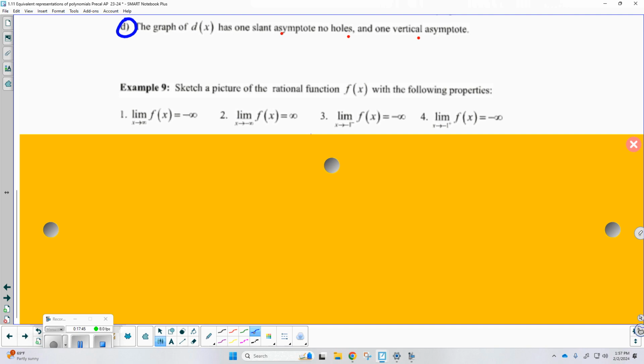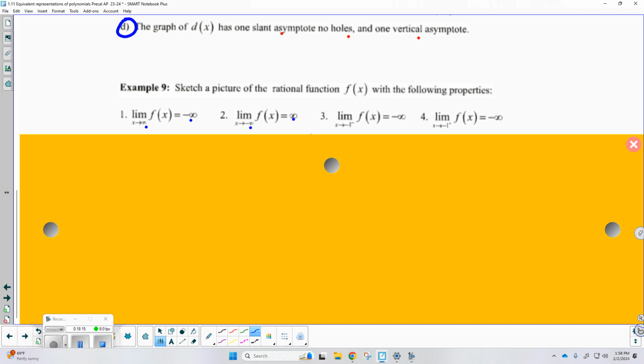But let's look at our first two limit statements here. It says the limit as x approaches both positive infinity and negative infinity. So we're talking about our ends here, our left and right side behavior. Now, the answer is negative and positive infinity. Because we're talking about the ends, what are we referring to? Would this be describing a horizontal asymptote, or is it describing a slant asymptote?